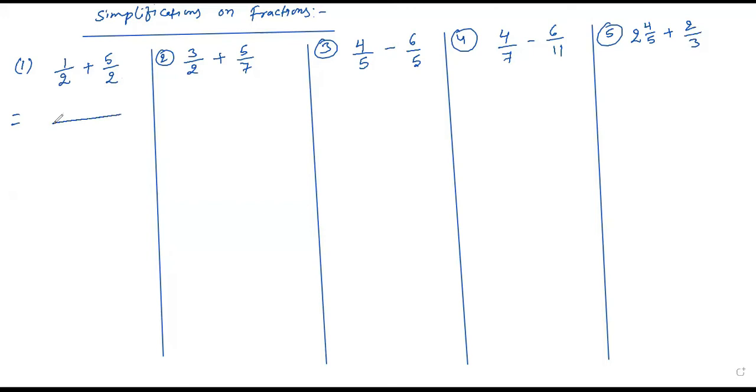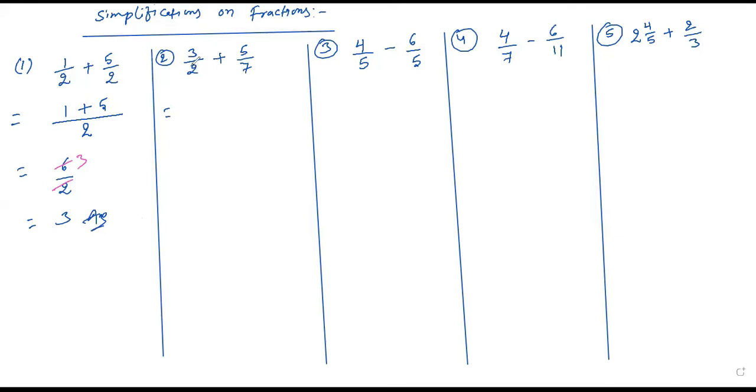How? This line: from this line to the top, we write the numerator value, and from this line to the bottom, we write the denominator value. Here both denominators are common, so for the simplification the denominator will also be common: 2. After writing this common denominator, we write the numerator values as they are: 1 plus 5. So this became 6 by 2. Now we can cancel it. 2 threes are 6. So the answer is 3.